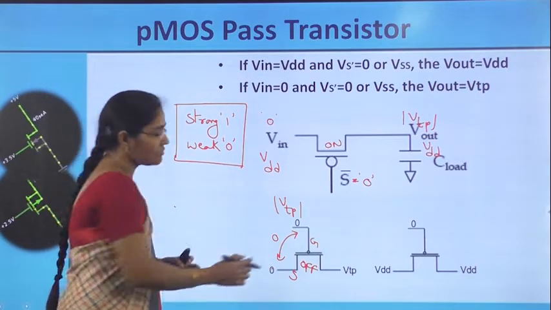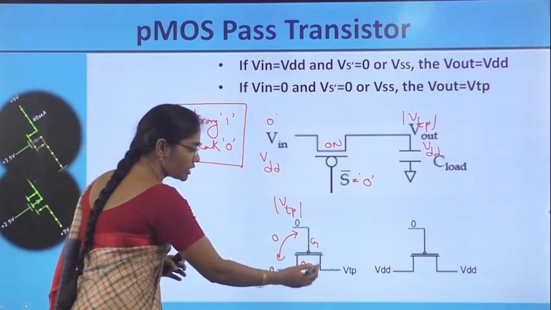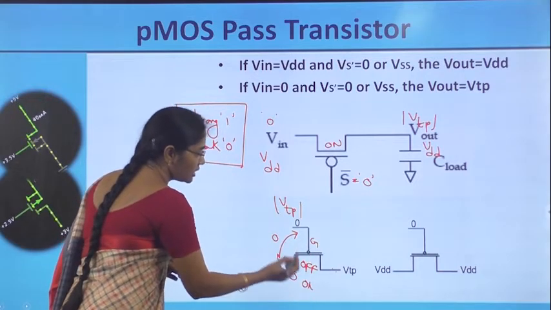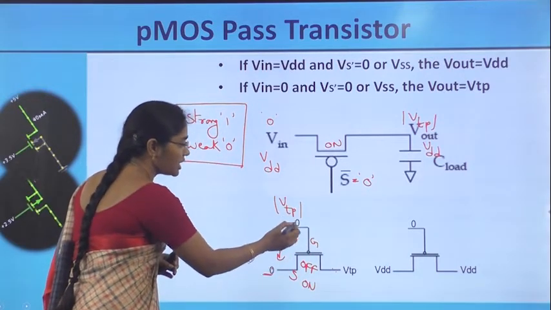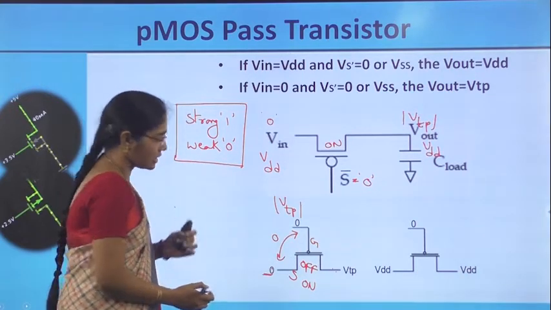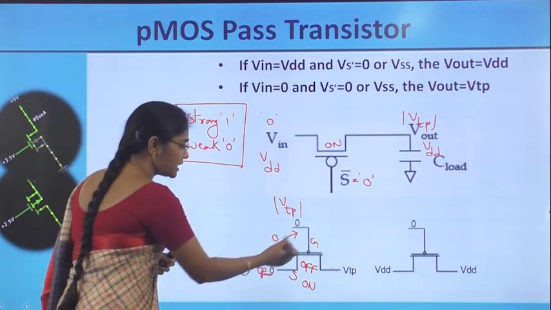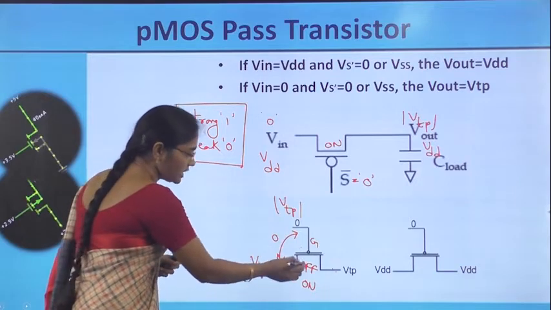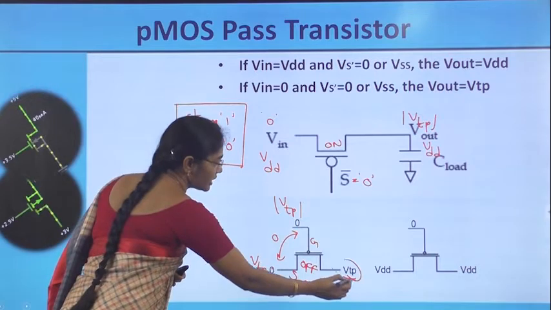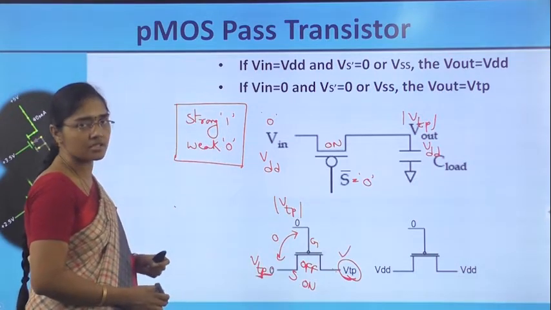Then what is the maximum value passing here when this is going to be switched on? This transistor is switched on until the input value makes VGS equal to VTP. Therefore, at the value of VTP, the difference 0 minus VTP is VTP, and then it will conduct. So VTP is passing. So VTP is the maximum value passed when logic 0 is applied for the PMOS transistor.